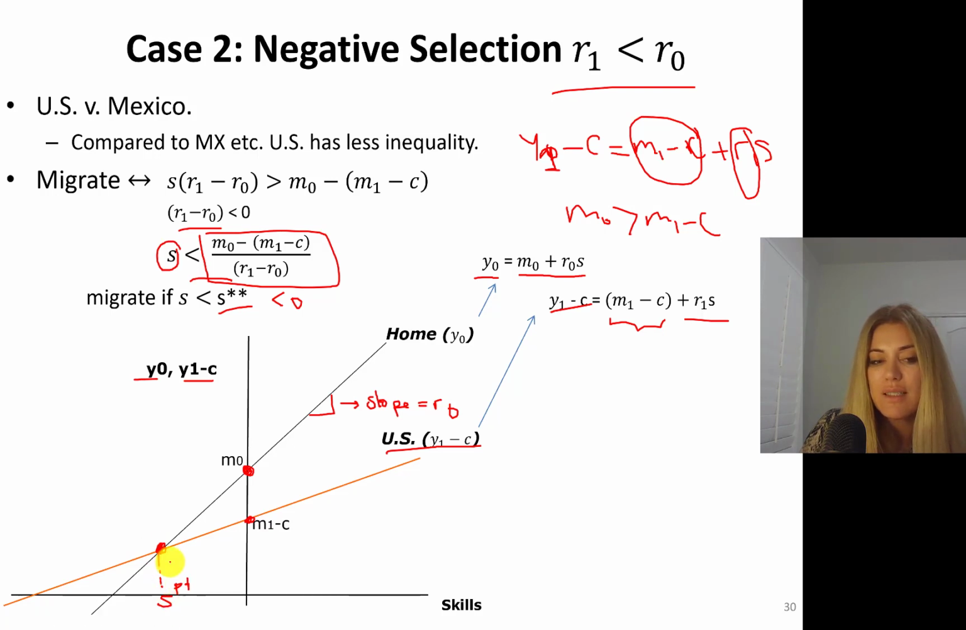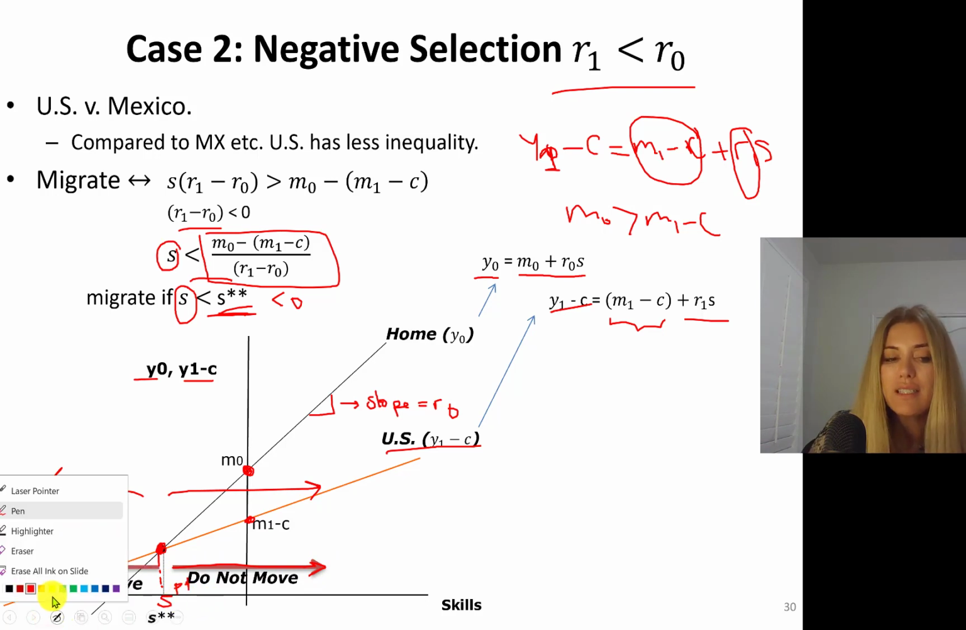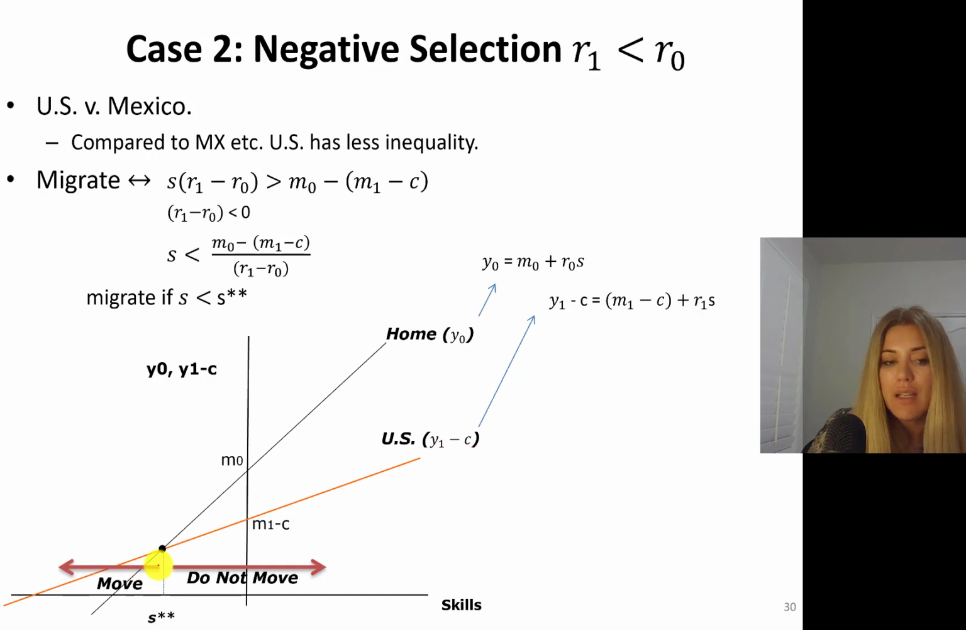So we find that this point where they intersect, and people who will migrate are those who have skill level S, which is less than S double star. So these people will migrate. These people won't migrate. So S double star is here. We will not move. If you're in Mexico with high skill, above average, and a little bit above average too, these people will move. Why are these people moving?